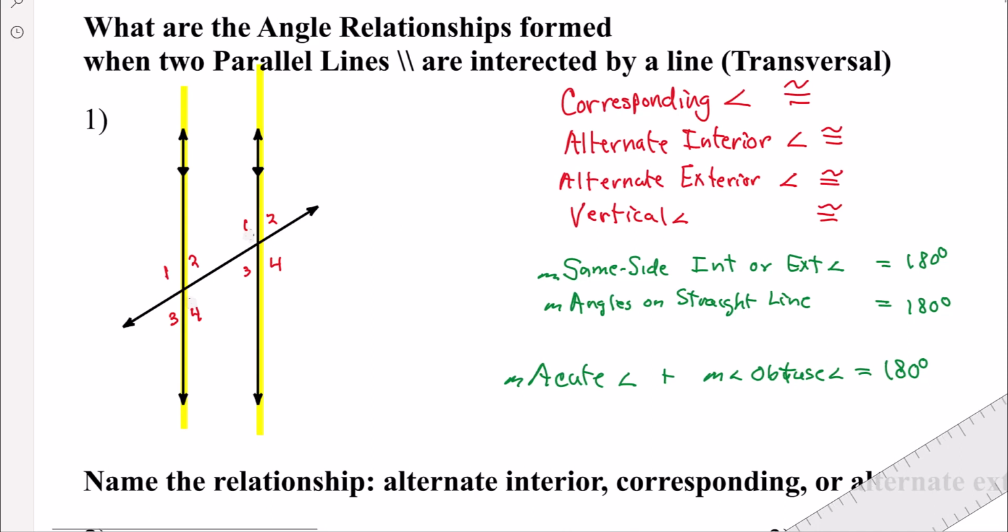What are the angle relationships formed when we have two parallel lines, which I've highlighted in yellow, that are intersected, except I left off an S right there, intersected by a line? This line right here is called a transversal. For the rest of math, when you see the word transversal, it means a line that cuts through parallel lines. So I'll give you an example.